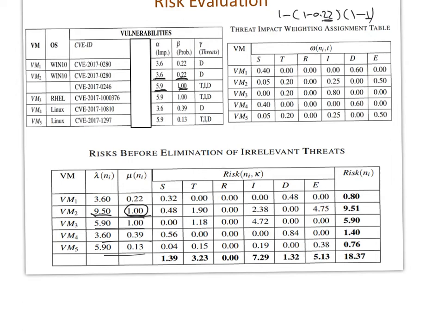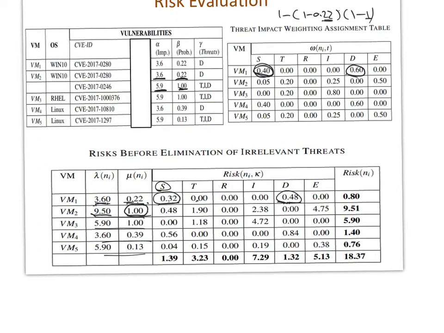Imagine. Here, we want to calculate the risk of causing a particular threat based on this vulnerability. And this is very, very easy. All we need to do is multiply this number by the weight. For example, on VM1, the risk of having spoofing is 3.6 times 0.22 times 0.4. This is 0.32. That's it. Of course, the rest are zero. And the risk of causing a denial of service attack on VM1 is 3.6 times 0.22 times 0.6. This is 0.48.